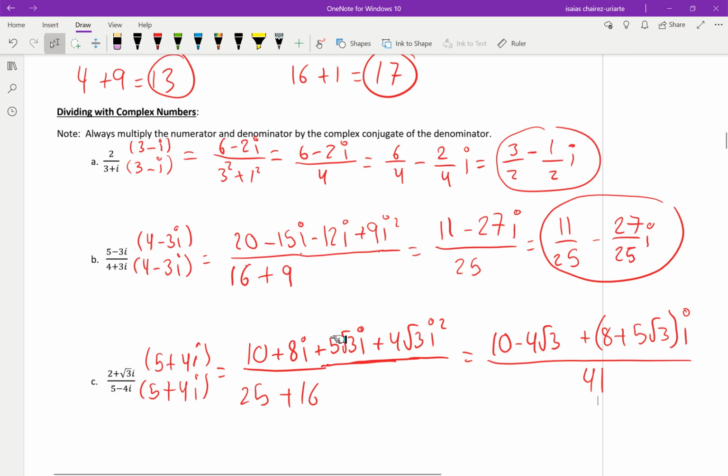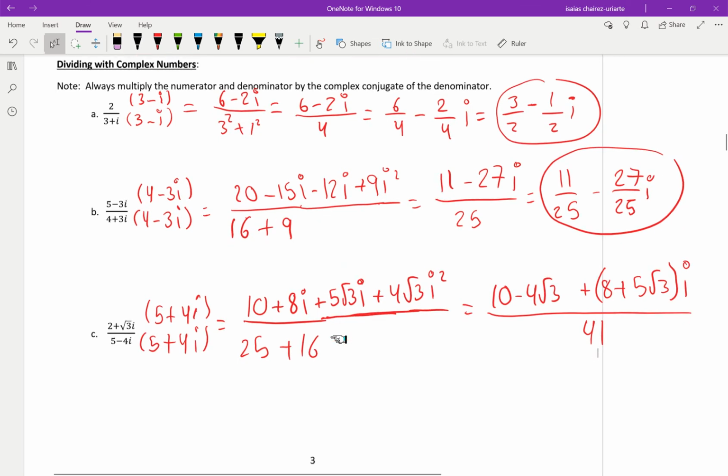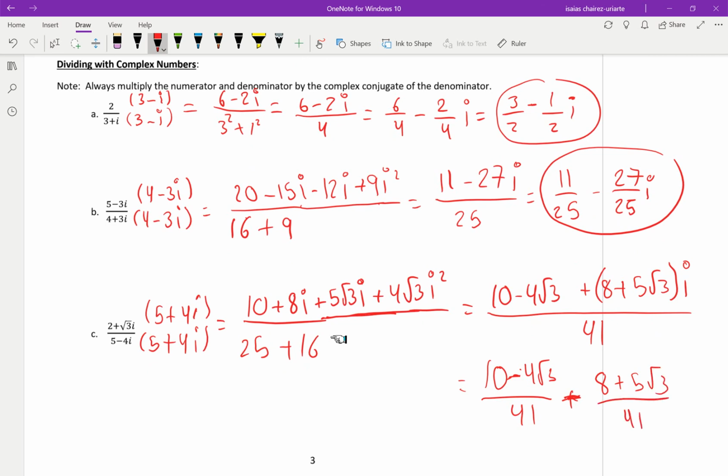And I don't really want to use decimals, so I'm just going to leave it like this, which is going to be kind of ugly, but it is what it is. So then this becomes 10 minus 4 square root of 3 over 41 plus 8 plus 5 square root of 3 over 41i. That one was messy.